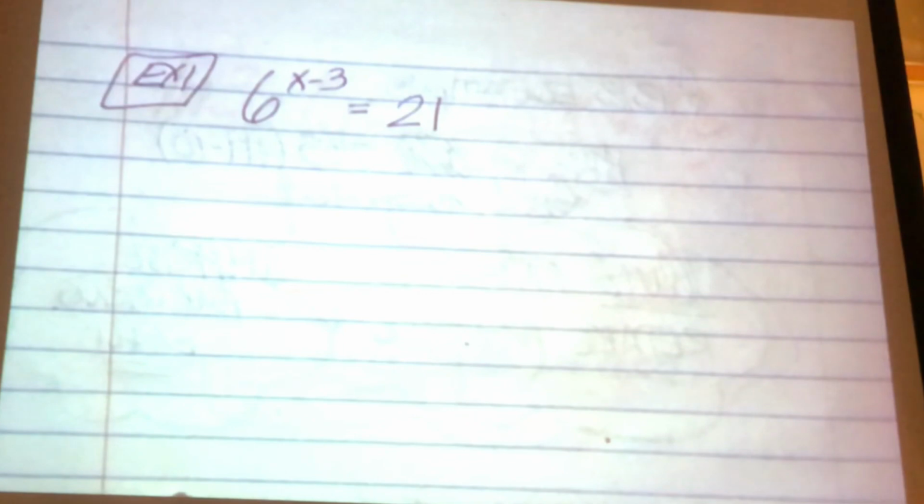Let's say I have 6 to the x minus 3 equals 21. Where is the variable? In the exponent. How do you solve for an exponent? What's the purpose of a log again? To solve for the exponent. So if I have a variable in my exponent, I'm going to need logs. The fact that half of you answered that is scaring me. What's the purpose of a log? To solve for the exponent. Where is the variable? In the exponent. So I'm going to need a log.